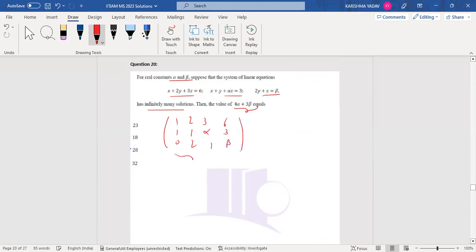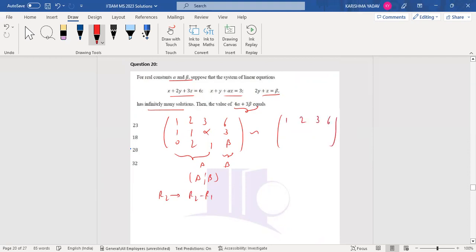Okay, this is my A matrix and this is B, and the corresponding augmented matrix is AB. I can write it like this. Now let's just apply transformations on this. Let's apply R2 goes to R2 minus R1, and let's see the result.